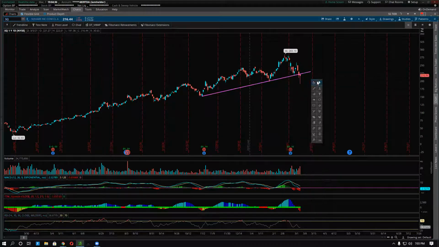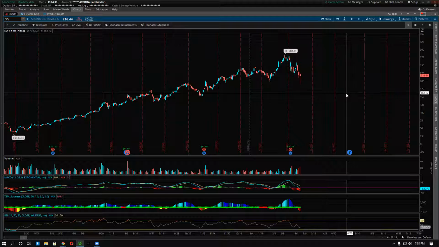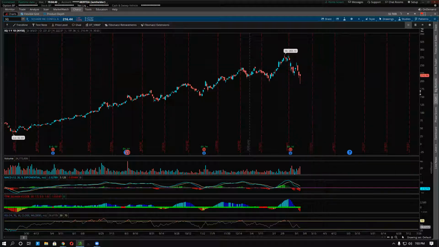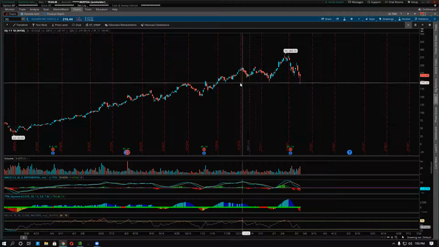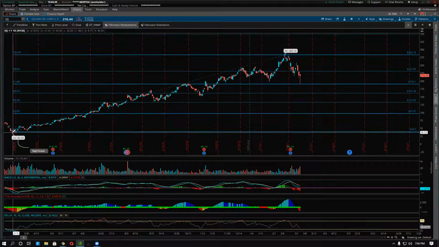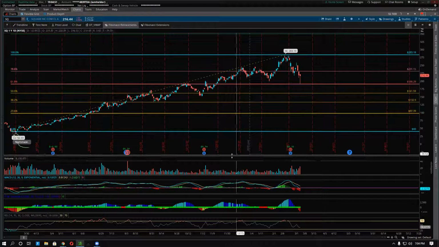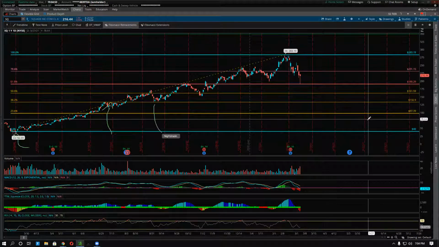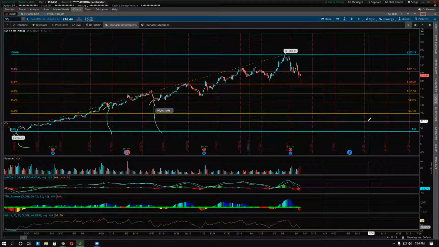All right, so here's an example of this. Yeah, this looks ready to reverse, right? Every time we have a long wick on Square, we do seem to reverse big time.